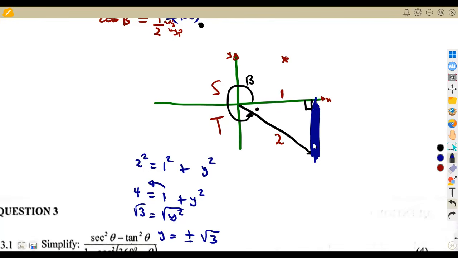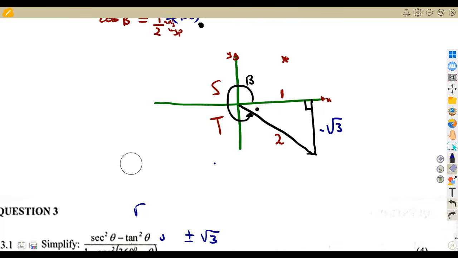The values of y down here are negative, so it's going to be minus the square root of 3. If it was on top, it would be positive square root of 3. But down here it's negative. Okay, so this is what we're going to do to find the side and so forth.